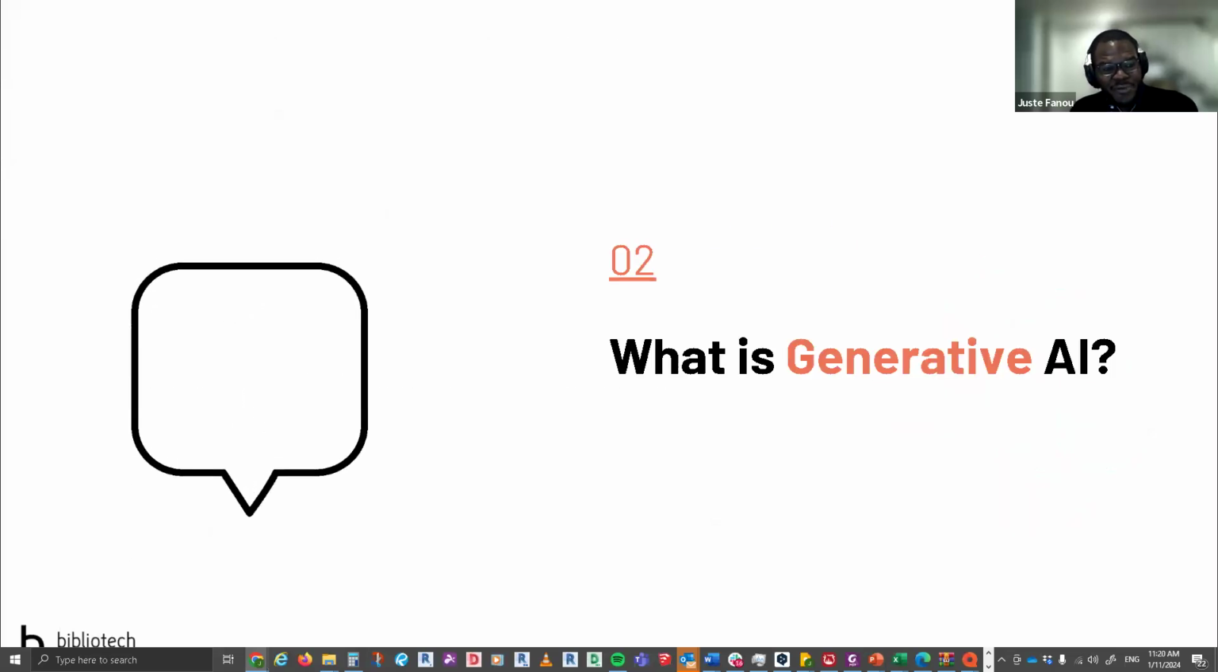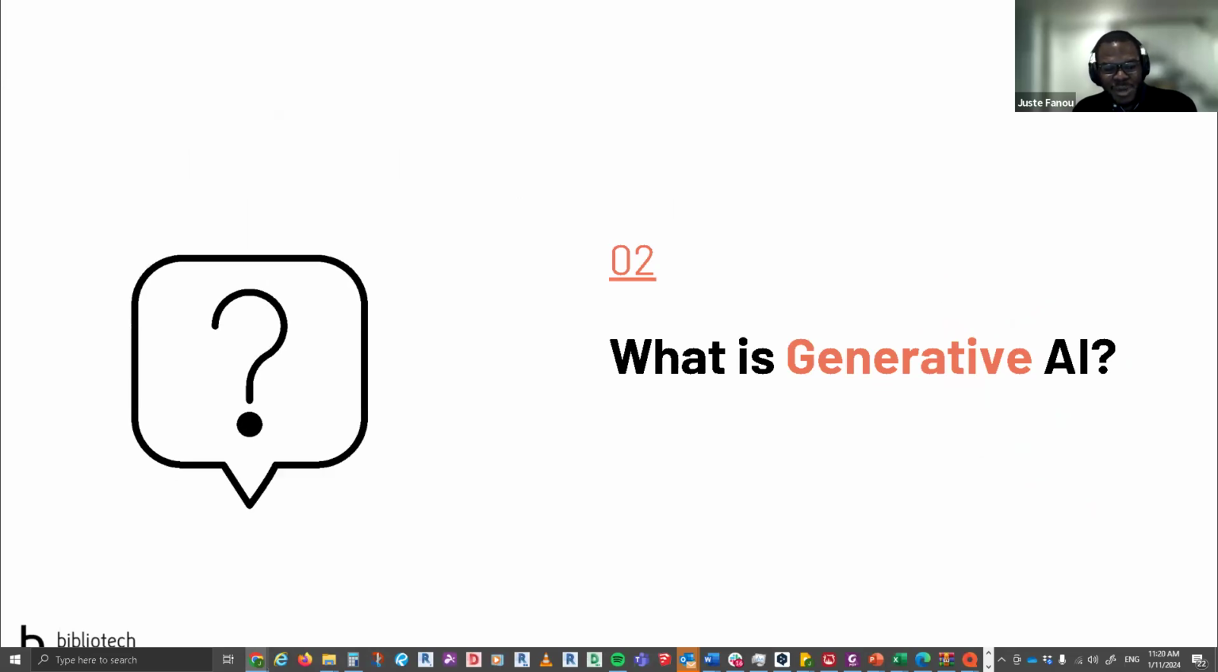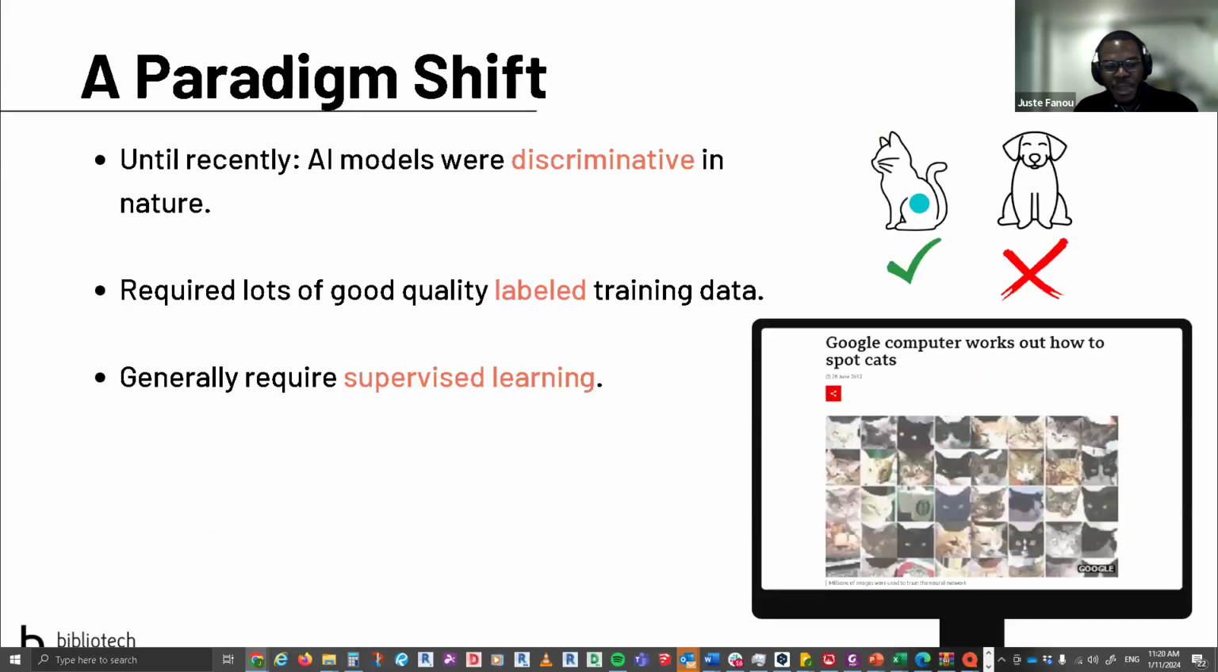So let's talk about generative AI. Like, what is that? What do we mean by generative AI, and how is that different from other AIs out there? Generative AI is a paradigm shift in AI technology. That's because AI models up until things like ChatGPT, and on the image generation side, things like Midjourney or DALL-E, were discriminative in nature.